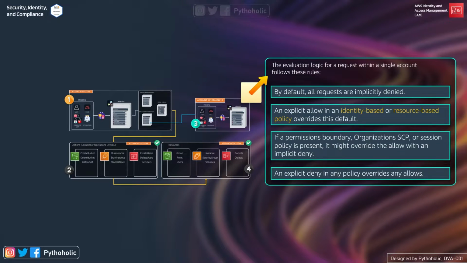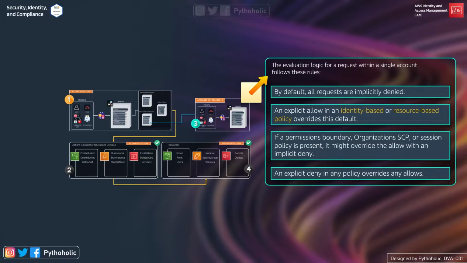Now let's see, when you write the policy, how does the evaluation logic actually work? So here is the evaluation logic for a request within a single account. First and foremost, by default, all requests are implicitly denied. And if you don't have a policy attached, it means you don't have access. So it's simple. By default, all the requests are implicitly denied. Remember, you need to understand the difference between implicit and explicit. I know you are programmers, or you have written programs, or you have done coding in your life, and you know what is the implicit declaration and what is the explicit declaration. So we must always remember that all requests are implicitly denied.